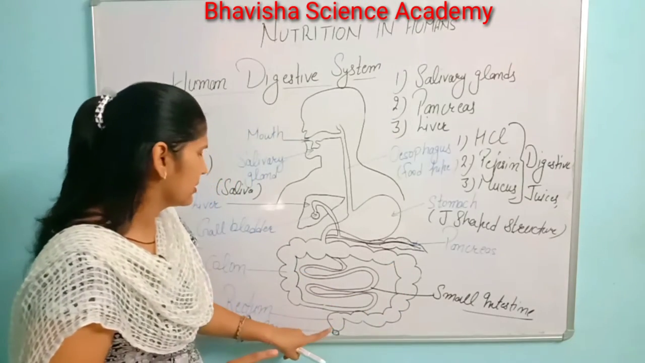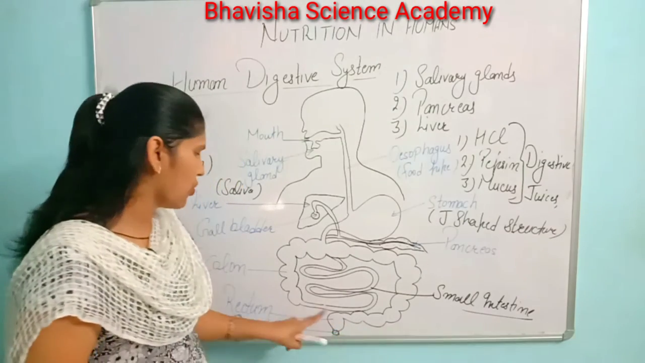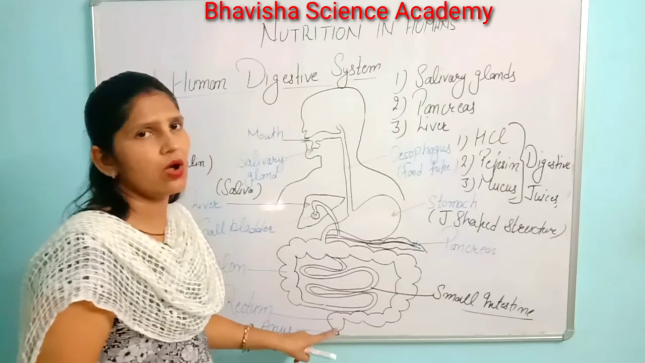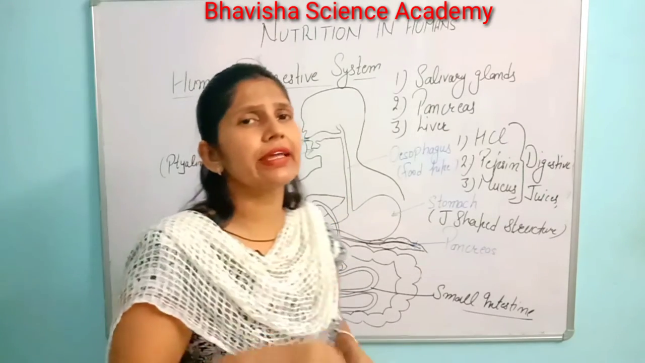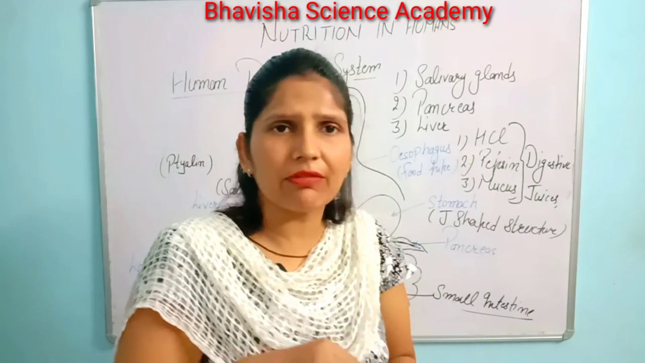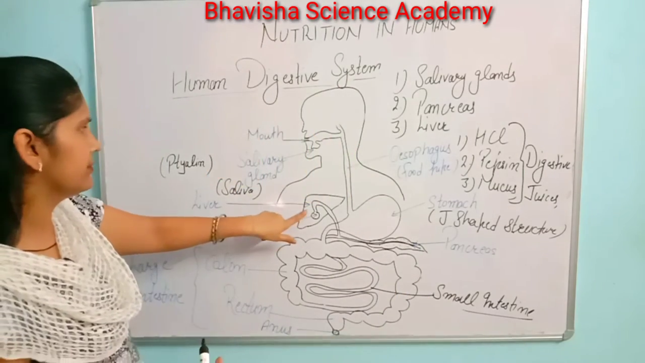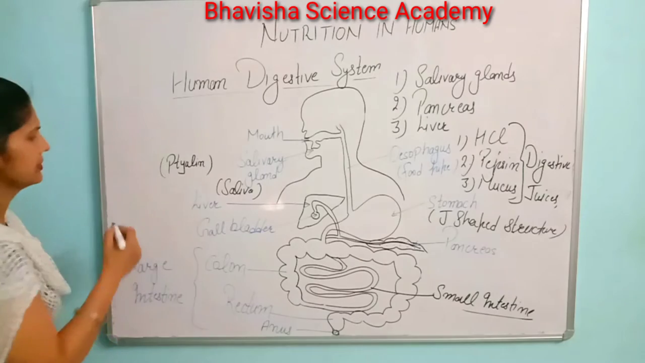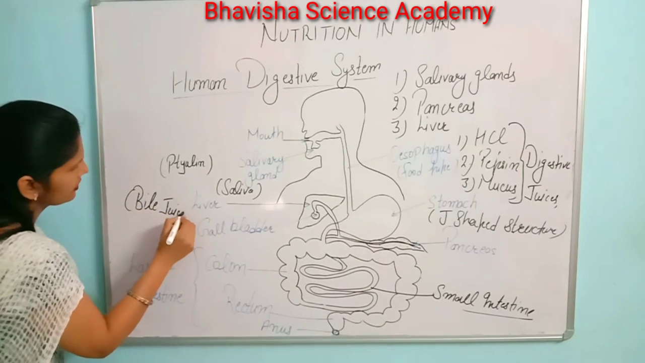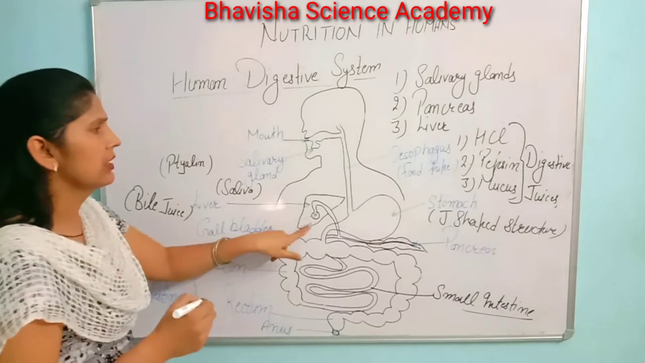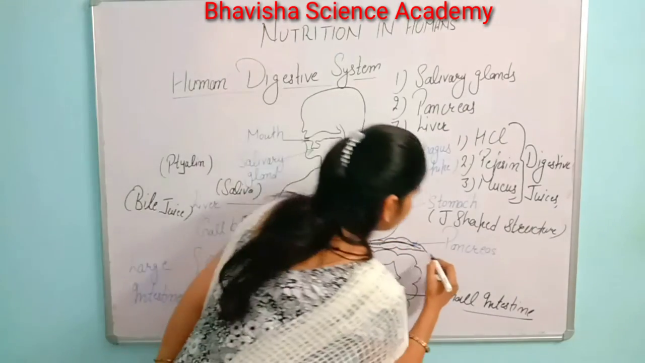After that, undigested food is stored in the rectum and goes out through the anus. Like this, whatever we eat is completely digested in our body and the waste goes out of the body. There is the liver that secretes the bile juice, and the pancreas that secretes the pancreatic juice.